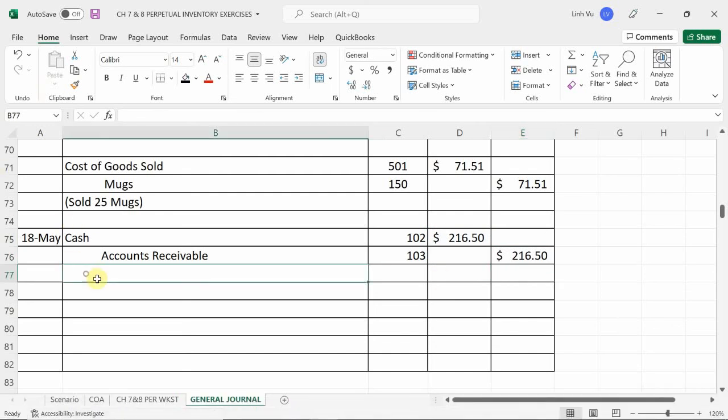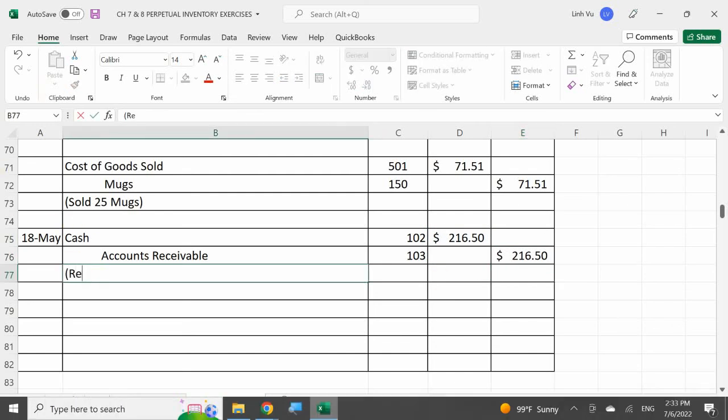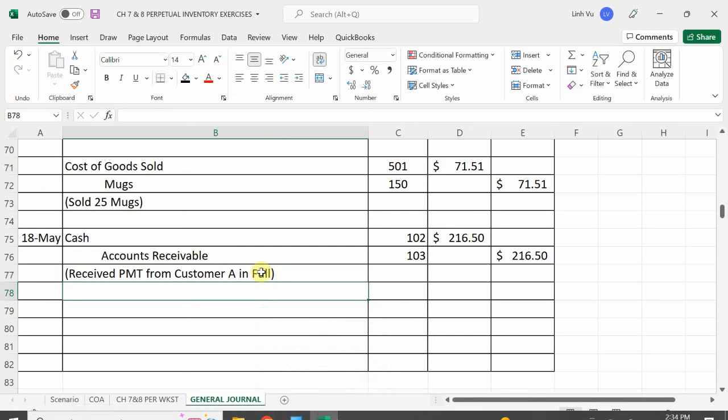And all I can say here is received payment from customer A in full. Okay, because they paid me in full. Nothing else, because in this case we already took out the inventory that we sold to them.